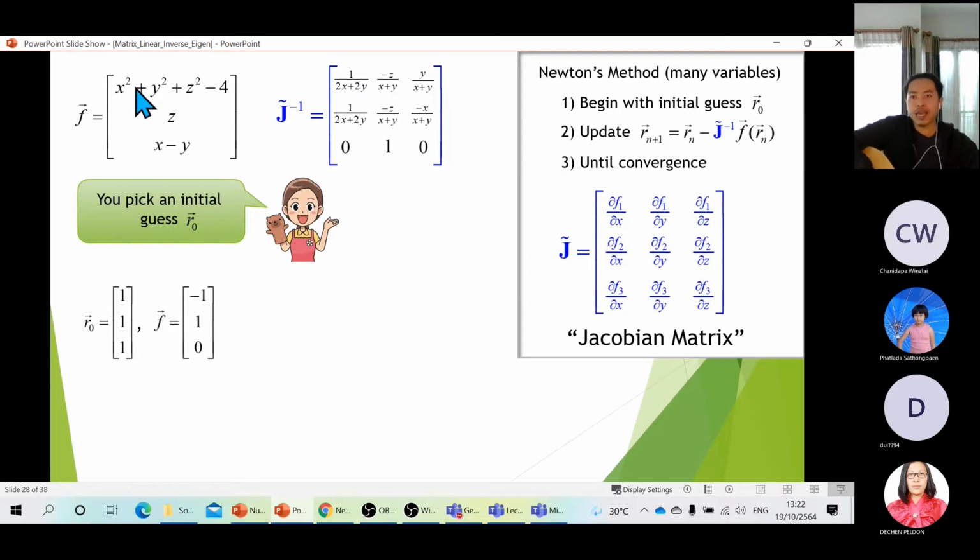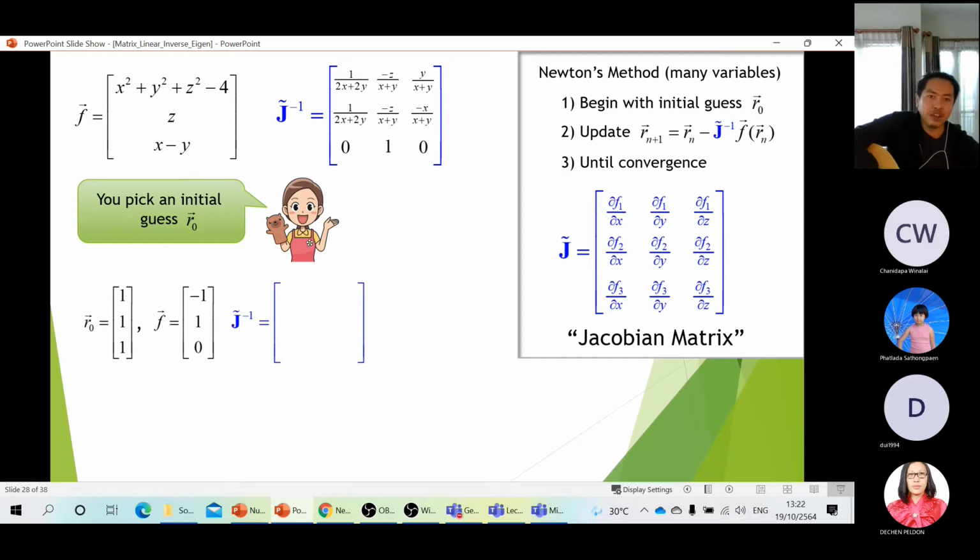Here's my f. If I say 1 plus 1 plus 1, that's 3, minus 4 is minus 1 at the end. What about the middle? The z is 1. What about the last row here? It's 1 minus 1, which is 0. So we have the f value for this iteration.